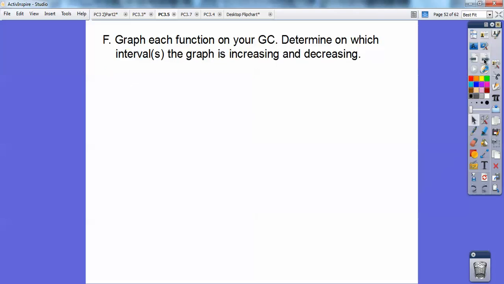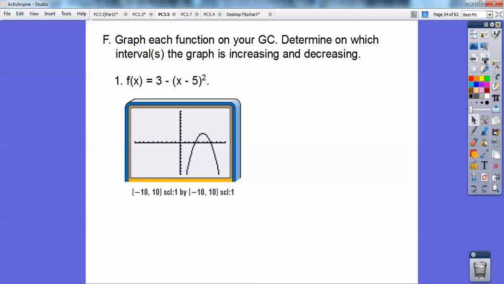Okay, so graph each function using your graphing calculator and determine on which intervals the graph is increasing or decreasing. Here's f of x equals 3 minus the quantity x minus 5 squared. Plug that in your calculator. You should get a graph like that. Can you see this graph is increasing right here, and then at this x value it decreases. It looks like the scale is 1, so 1, 2, 3, 4, 5. So it increases when x is less than 5, and it starts decreasing when x is greater than 5.